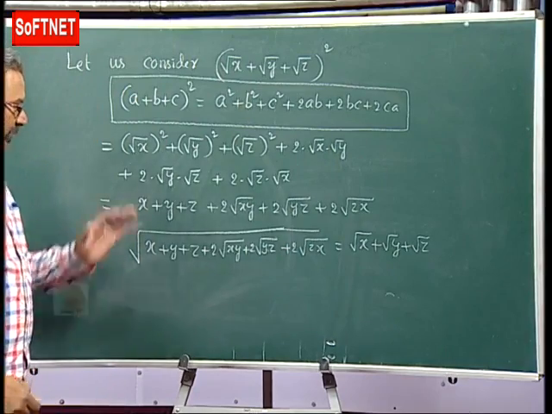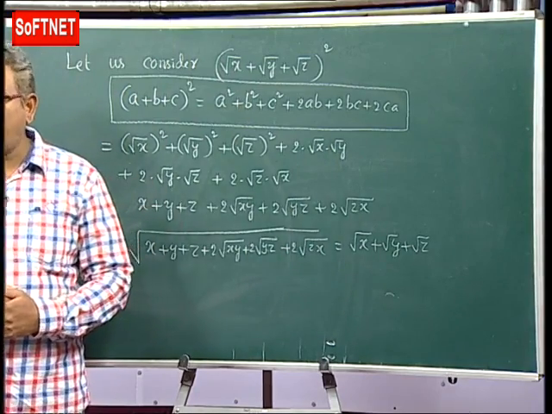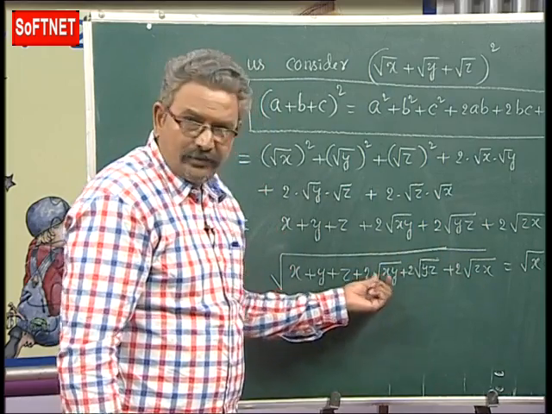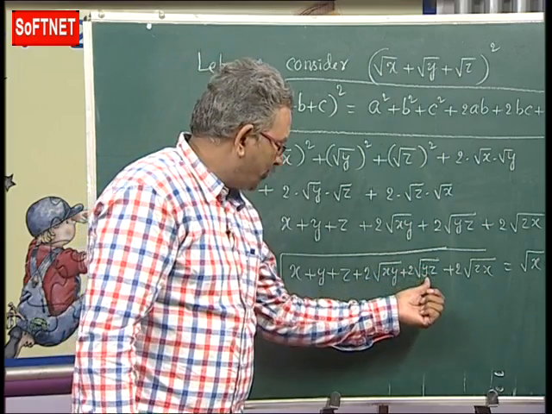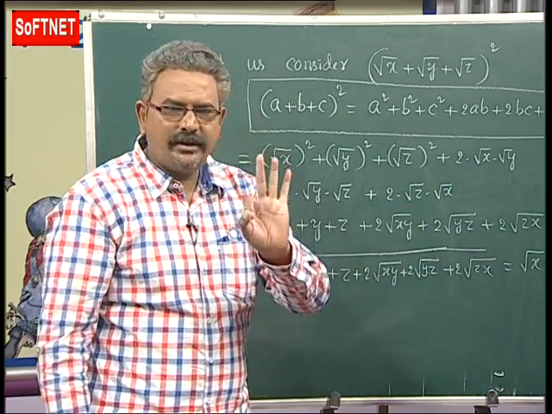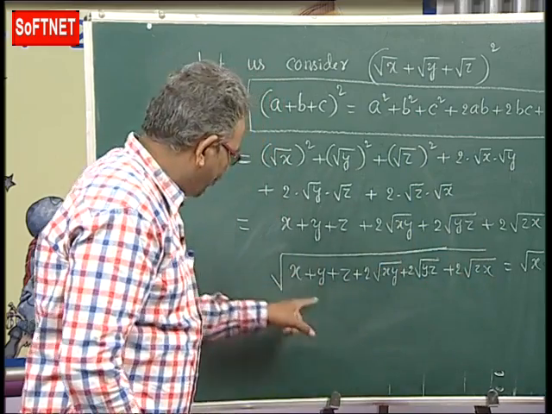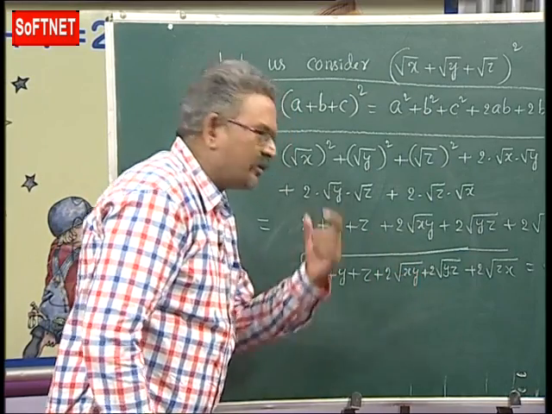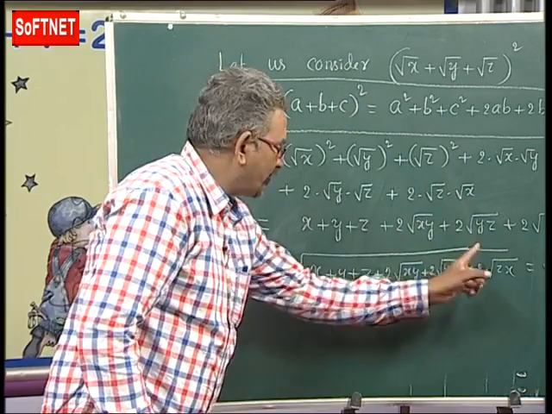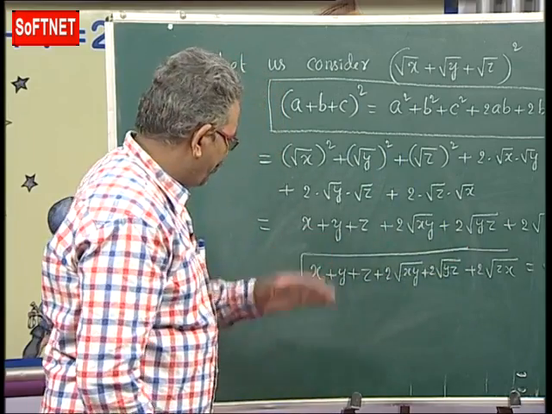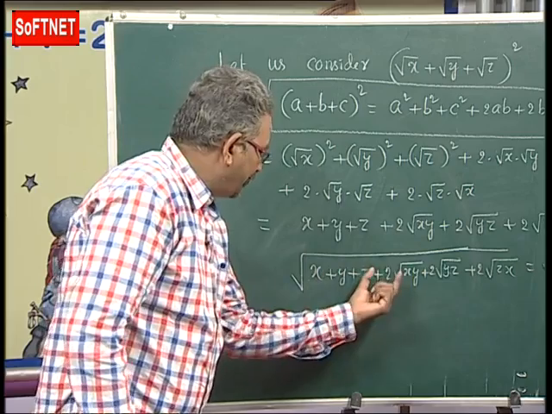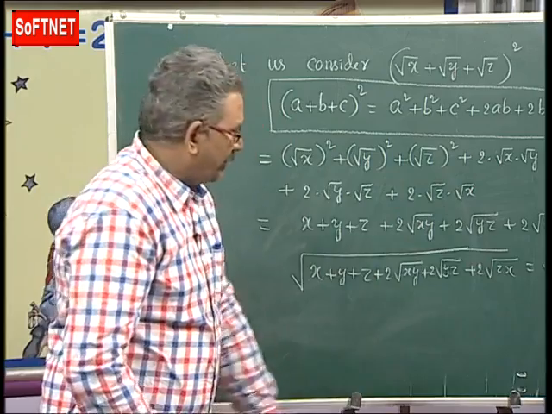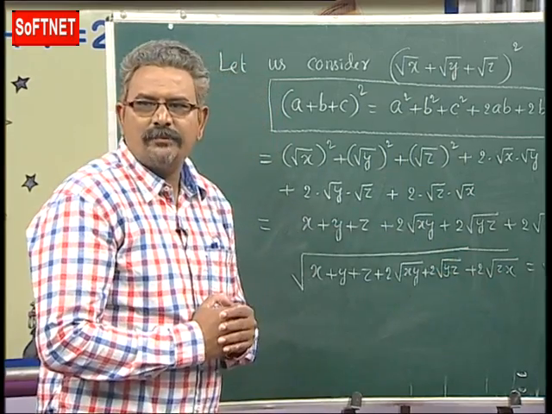Understood now? Whenever you are asked to find out square root of this form, we have to check for 2 root of something plus 2 root of something plus 2 root of something. There will be 3 irrational numbers and only one rational number. If you want to find out square root of that form, for example a plus 2 root b plus 2 root c plus 2 root d form, then you get the answer root x plus root y plus root z.